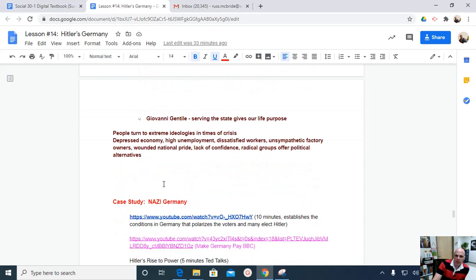So, a summary of some of the conditions that existed in Germany before 1933 that allowed Adolf Hitler to seize that stage included a depressed economy, high unemployment, dissatisfied workers, a wounded national pride, a lack of confidence, radical groups fighting in the streets, and a desire to return back to the authoritarianism that they had had under the Kaiser.